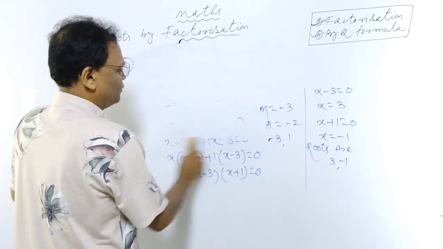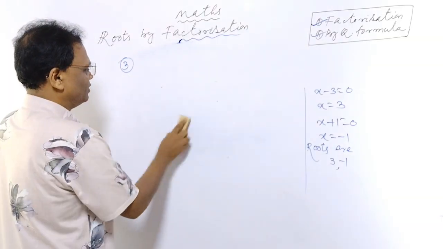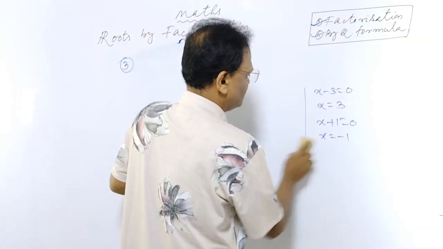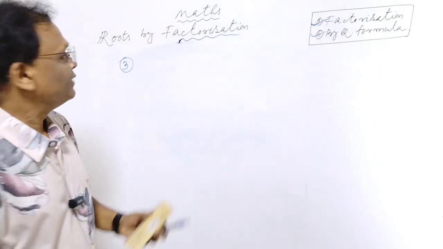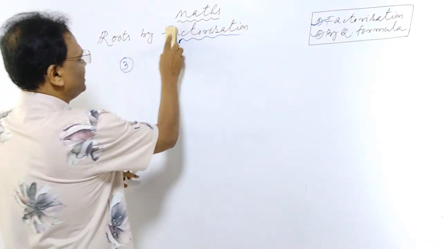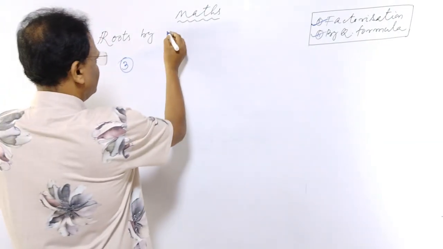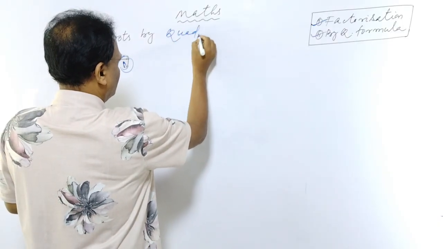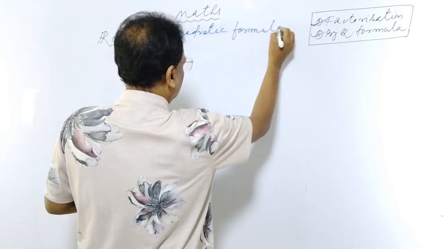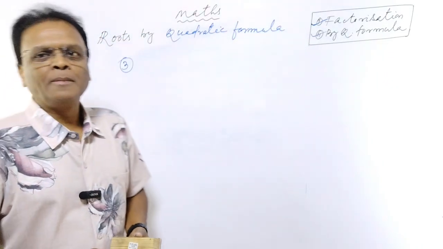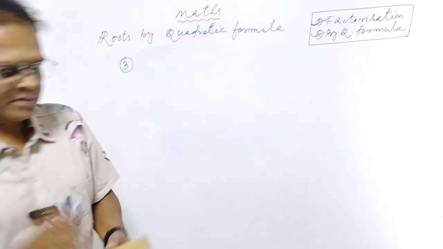The second is roots by quadratic formula, which is very important. You have to remember the formula. The second one is roots. How to find the roots? By quadratic formula, not by factorization. So I have to find the roots by one formula. What is that formula? That formula is quadratic formula.